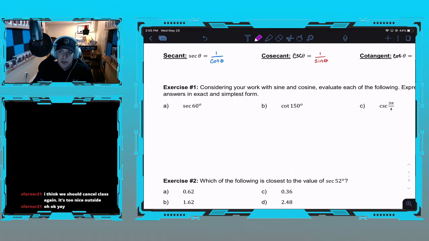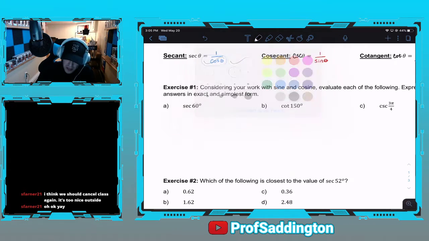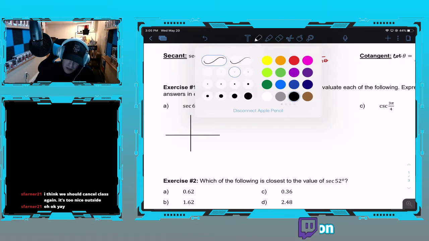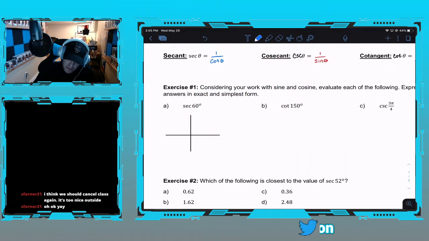All right. So as far as part A, we have secant of 60 degrees. I'm going to go back to the old school, I say old school, but it's the beginning of this unit where we graphed the degrees. We just have to make sure we know what quadrant 60 degrees is in. And we know 60 degrees should be in that first quadrant.